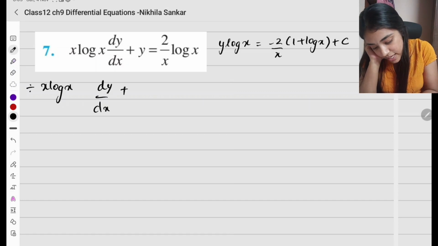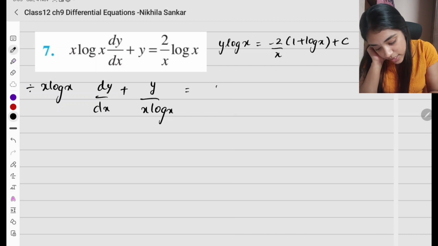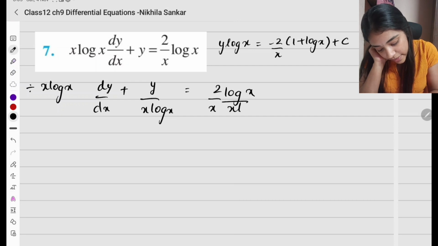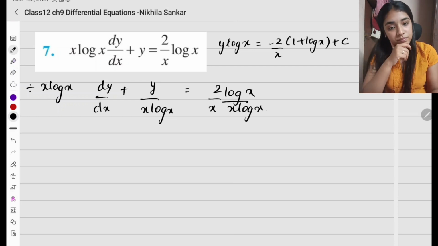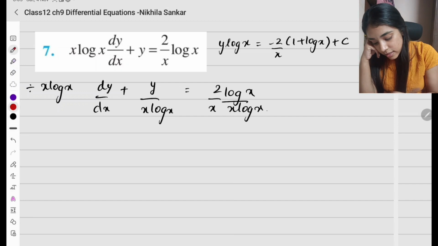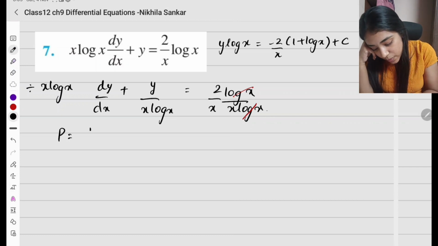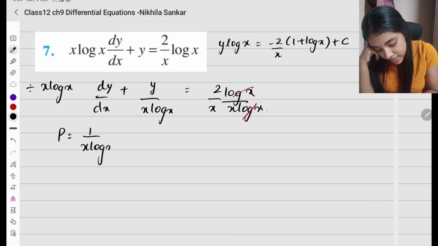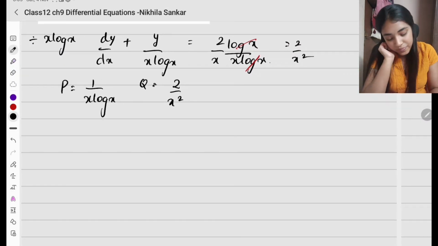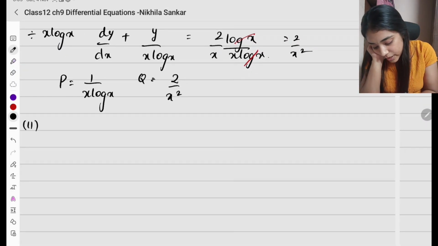dy by dx plus y divided by x log x equals 2 by x log x divided by x log x. புரிஞ்சுதா? Now what can I cancel? இந்த இடத்துல log x and log x gets cancelled. Nothing else gets cancelled. Now இது நம்ம ஃபார்ம்ல எழுதணும்னா p equals 1 divided by x log x and q equals 2 divided by x square. இல்லையா? Done.